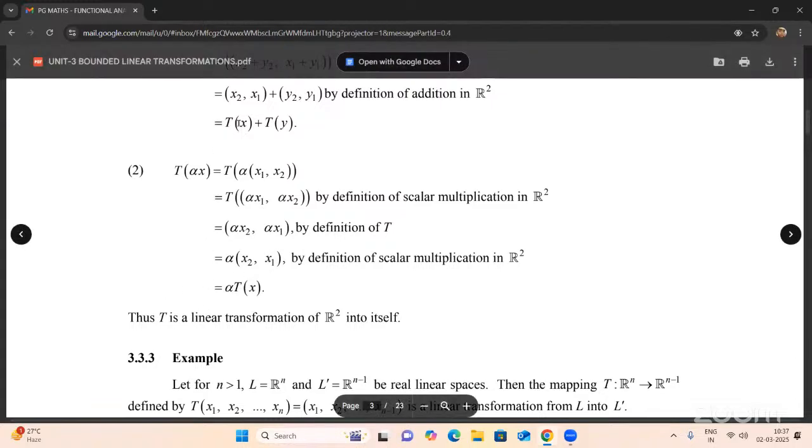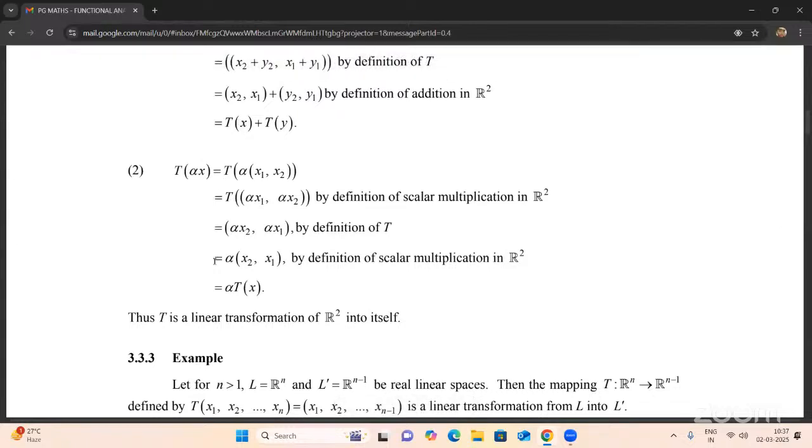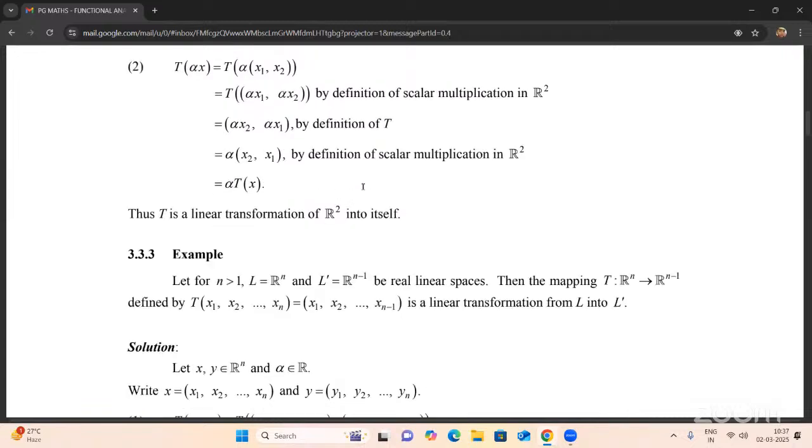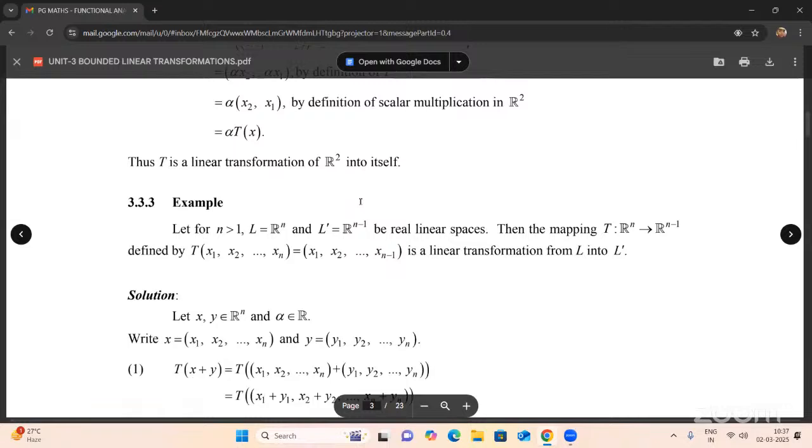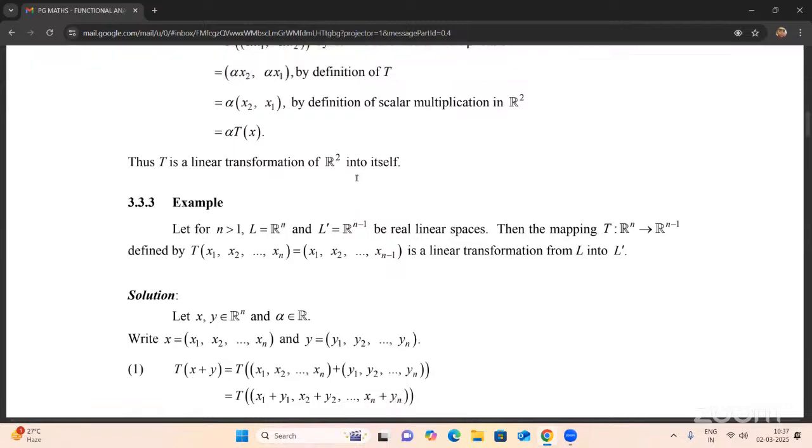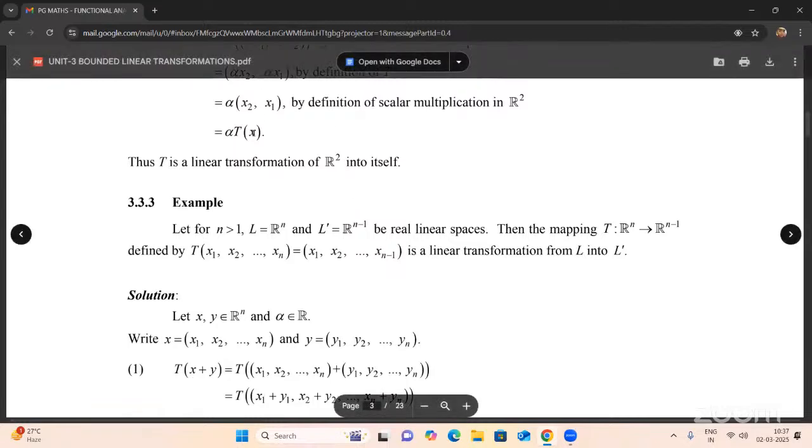So when both conditions are satisfied, T is called a linear transformation of R square into itself. So the given relation satisfies the two conditions, that is, the transformation of x plus y equals the transformation of x plus the transformation of y, and the transformation of alpha x equals alpha times the transformation of x.